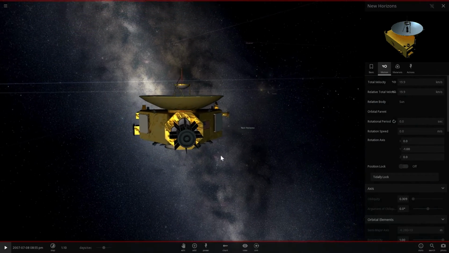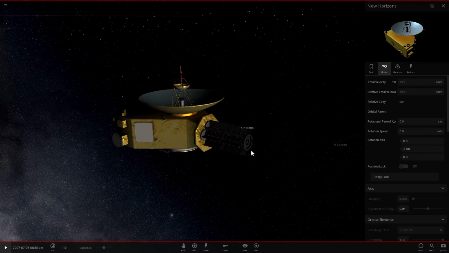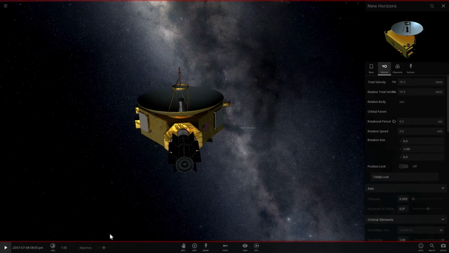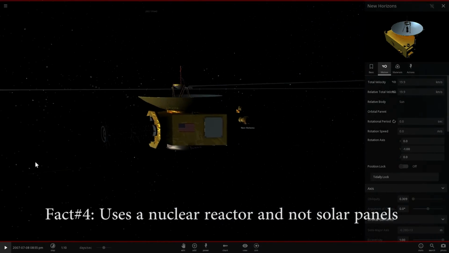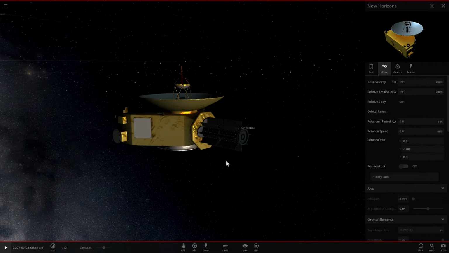Now, one of the interesting things is right here. If you've played Kerbal Space Program, you may know what this is. This is a nuclear reactor. This spaceship didn't have any solar panels if you look at it, because it has a nuclear reactor based on plutonium-238 as a source of power.